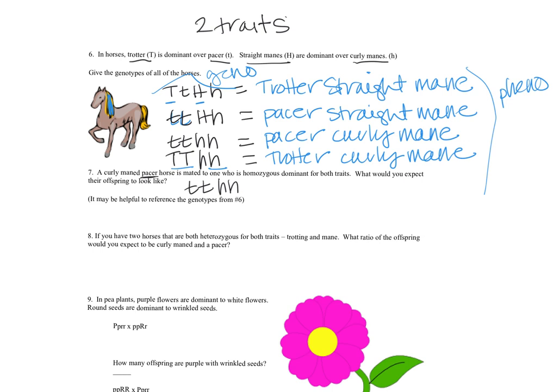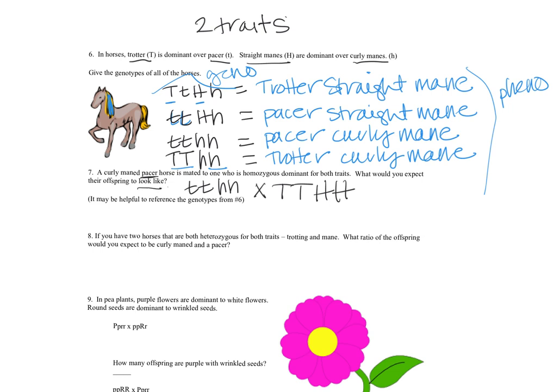Okay, that guy is mated to one who is homozygous dominant for both. Okay, so trotter's dominant, homozygous means same. Straight dominant, homozygous means same. And what would you expect their offspring to look like?